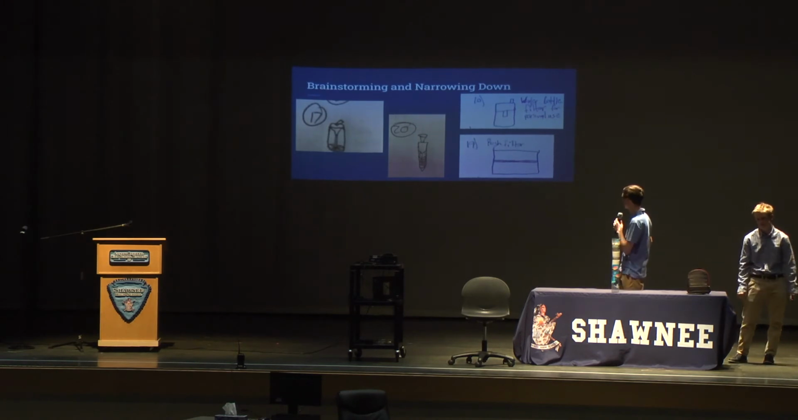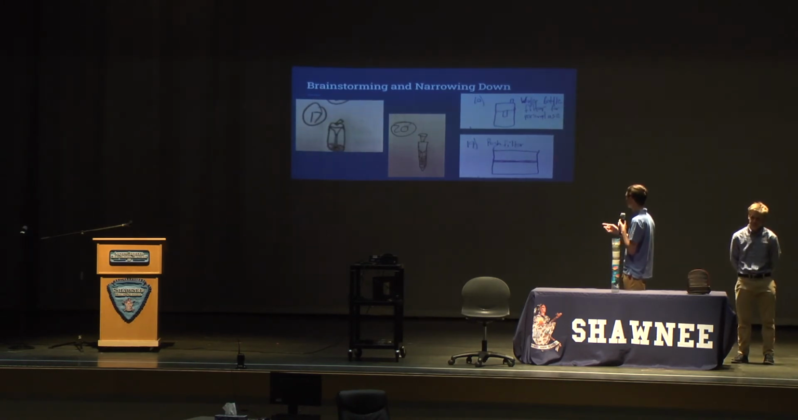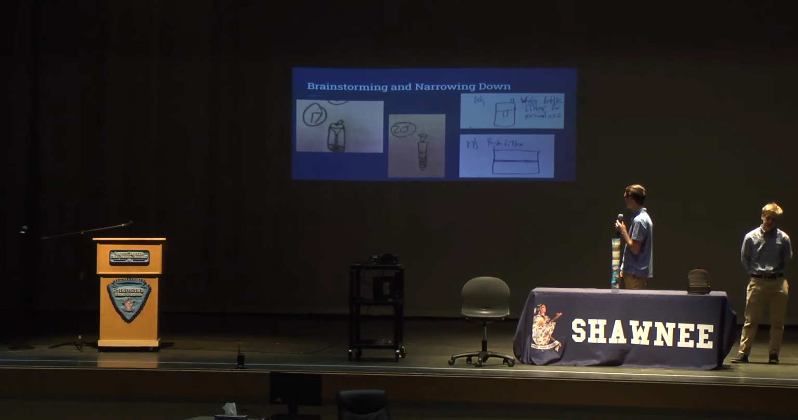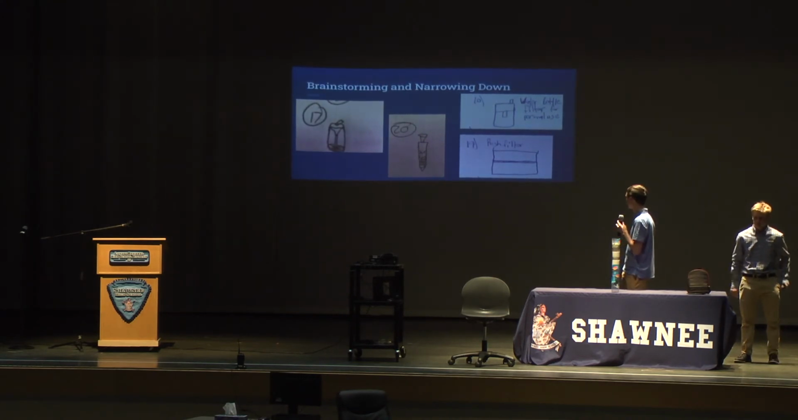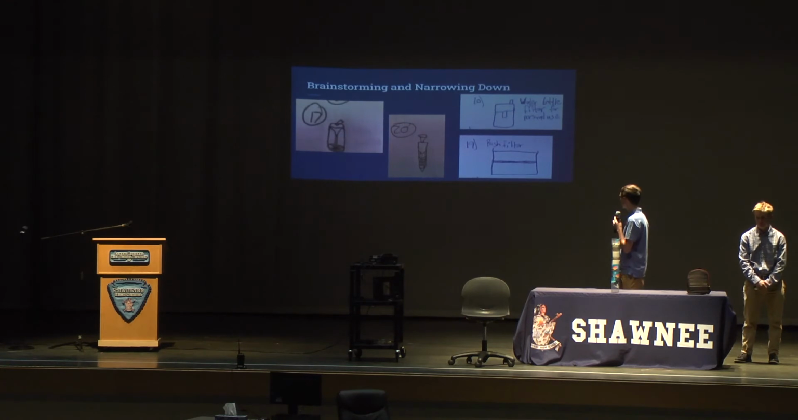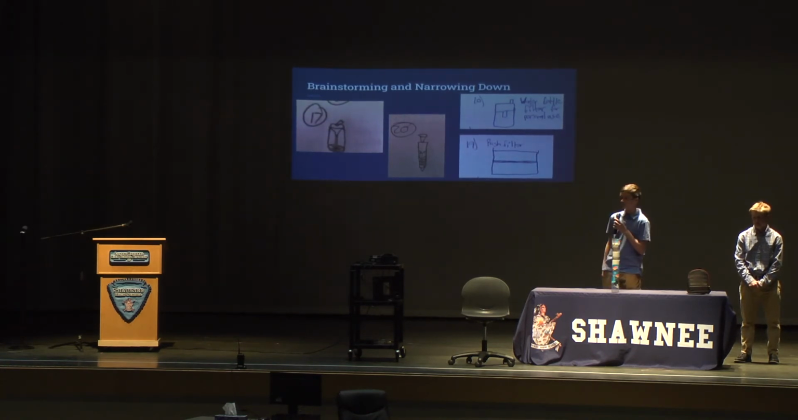So these are a couple of our ideas that we had when we were brainstorming. So the first one is a water bottle with a built-in filter, so you can pour dirty water into it, and then when you drink it, it comes out clean. The next one is like a Life Straw, but instead of using a membrane, they use different materials. The one on the right on the top is another water bottle with a filter built in. And then the bottom right is a gravity filter where you can push down on it to push the water through a membrane.